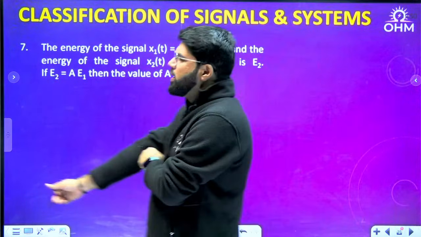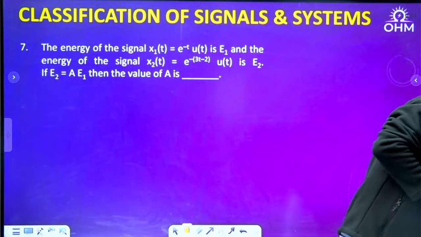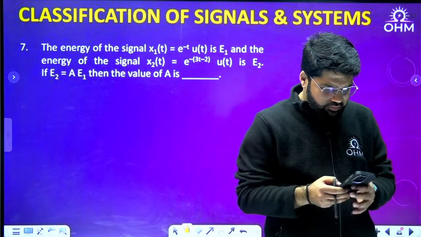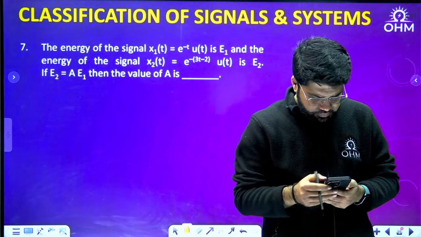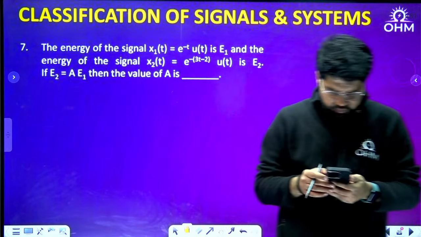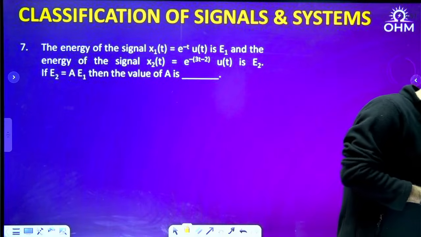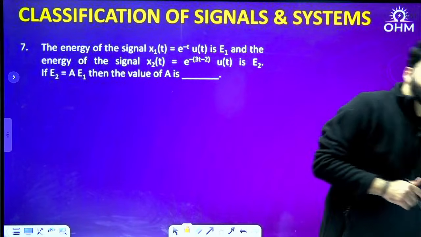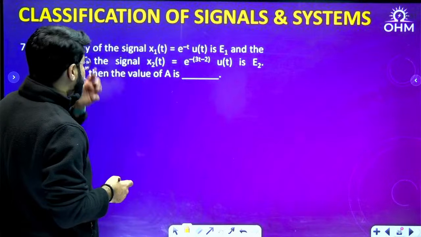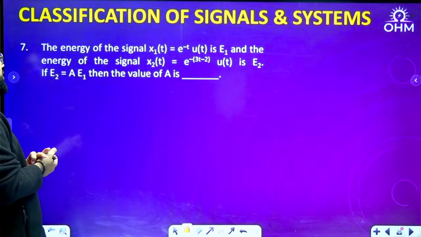Coming to the next classification, that is questions on energy and power signals. Let us try that. The energy of the signal x1(t) is E1 and energy of the signal x2(t) equals e power minus 3t minus 2 u(t) is E2. If E2 is a times E1, what is the value of a?